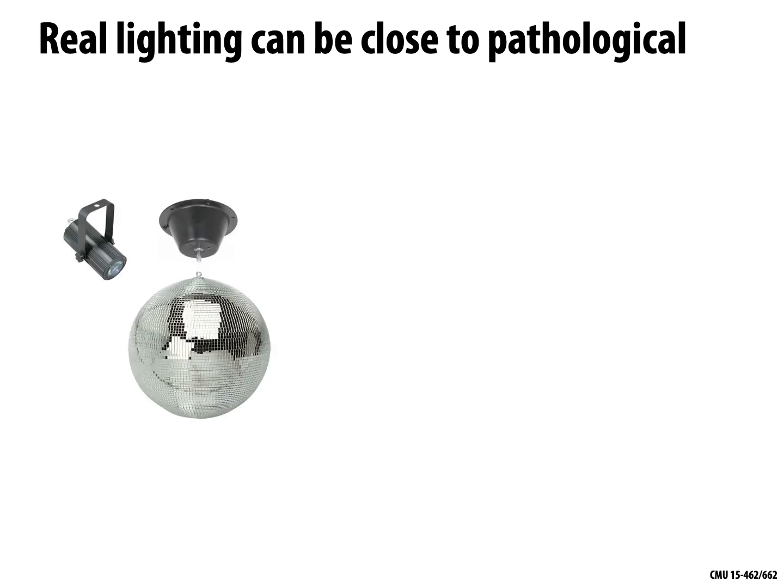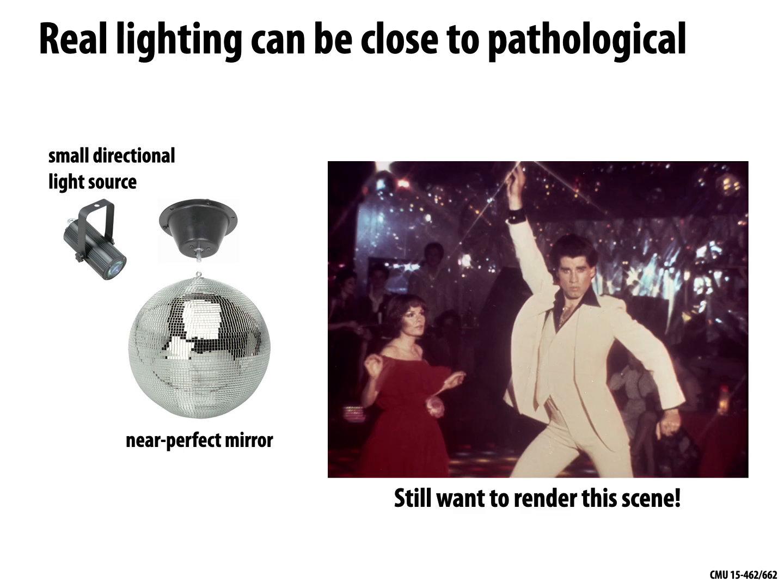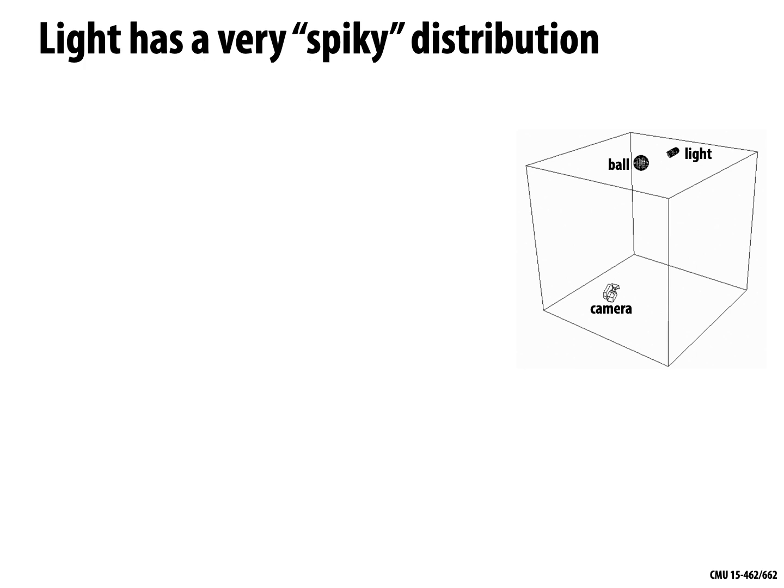So let's think about this scenario. We have a disco ball lit by a small directional light source and a near perfect mirror. It's not a point source and it's not a perfect mirror, but it's pretty close to the situation we described. We still want to be able to render a scene that looks like this, some disco scene. And we want to do a good job of it. We want to render it efficiently. So let's think about what goes on when we try to apply path tracing to a scene like this. And what we're going to learn is that the important light in a scene, the light that contributes brightness to objects, can have a very spiky distribution. It can be distributed in a very non-uniform way.